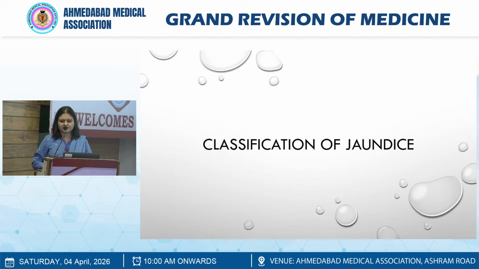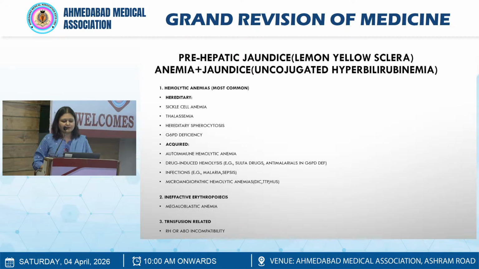Now let's classify the jaundice. You all know prehepatic, hepatic and posthepatic. In prehepatic jaundice, the classic characteristic is that the patient has anemia and jaundice. Both are present, okay, and the patient has unconjugated bilirubinemia. The most common cause is hemolytic anemia. Whatever causes hemolytic anemia will be a cause of prehepatic jaundice.